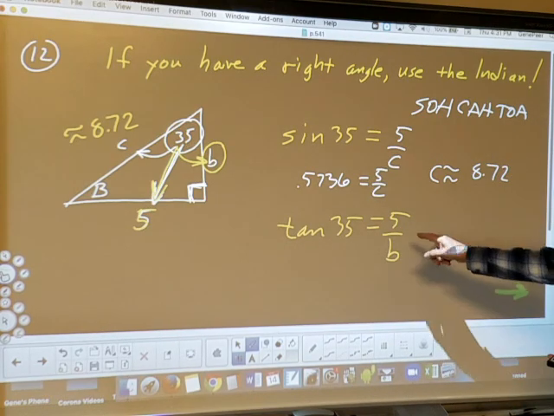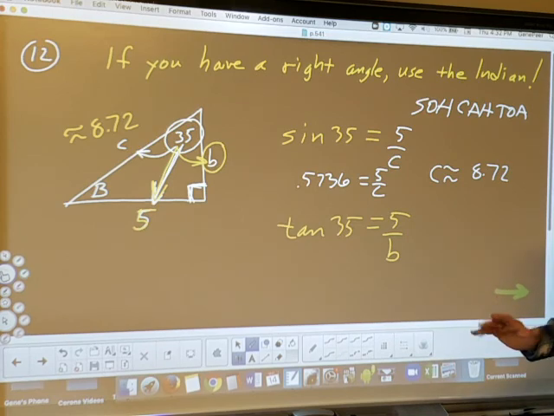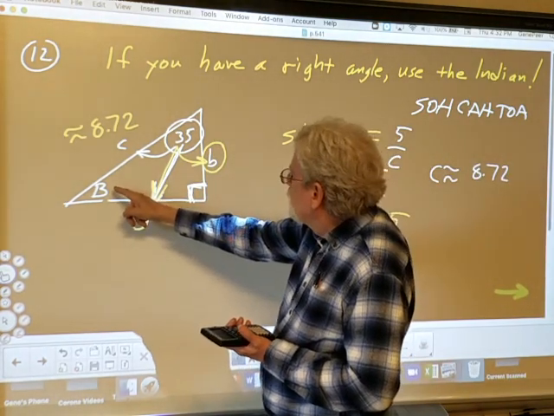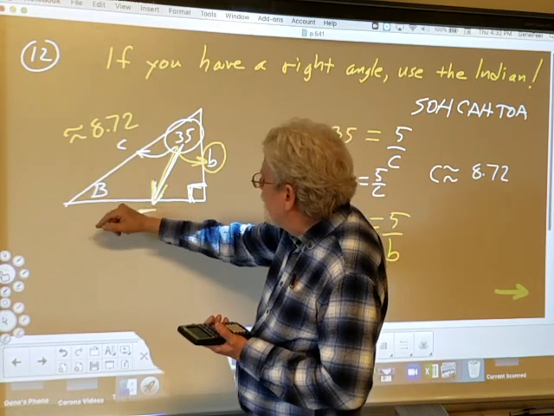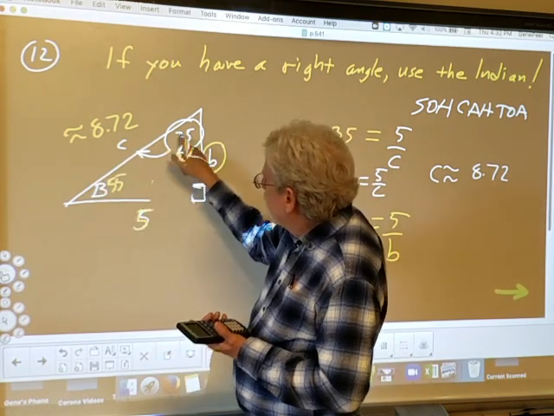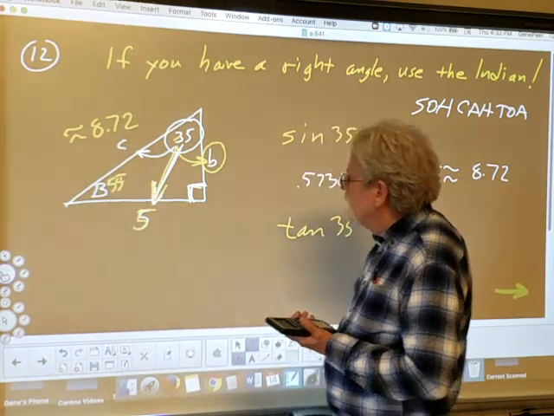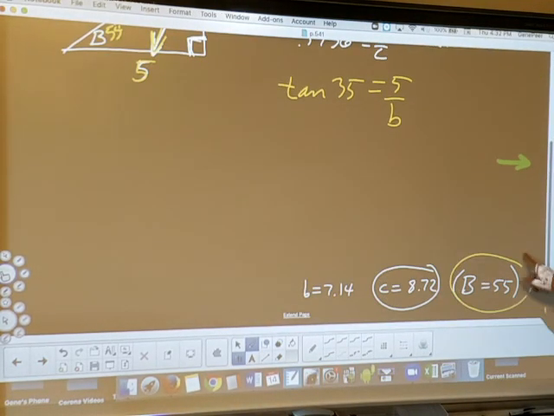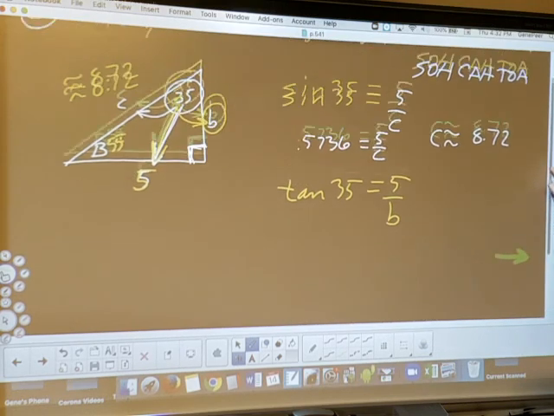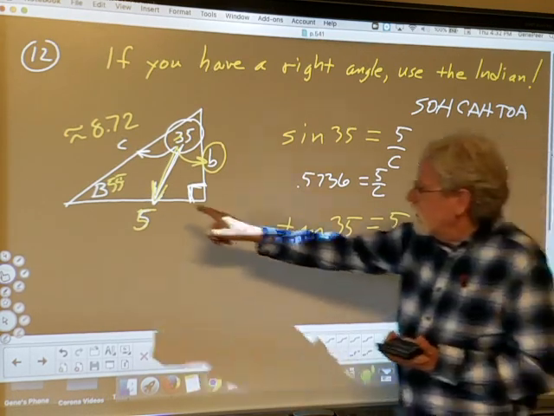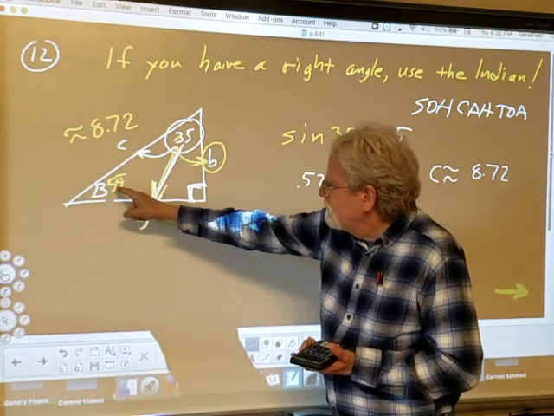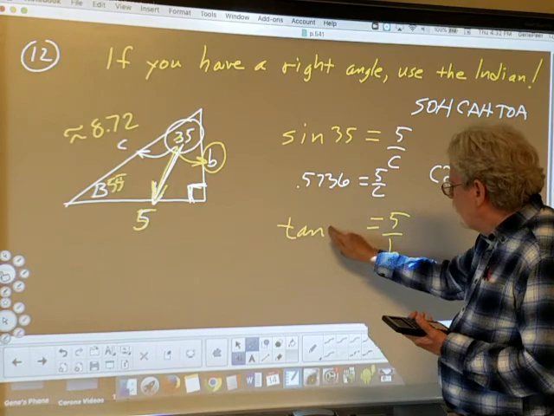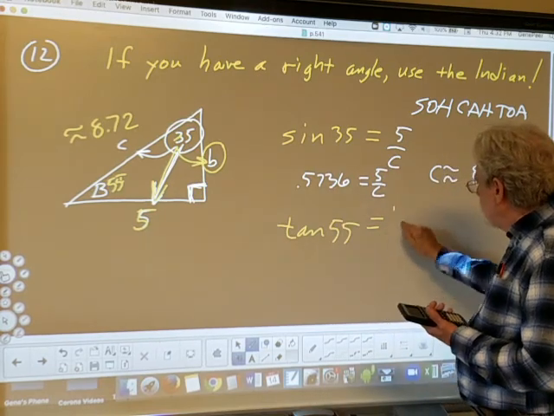By the way, if you don't like having the variable in the denominator, no big deal, but we can always switch to the other angle. The other angle is going to be 55, because these two have to add up to 90. That is one of your 3 answers, since they did ask you for everything. So I could switch to this angle and use tangent of 55 equals b over 5.